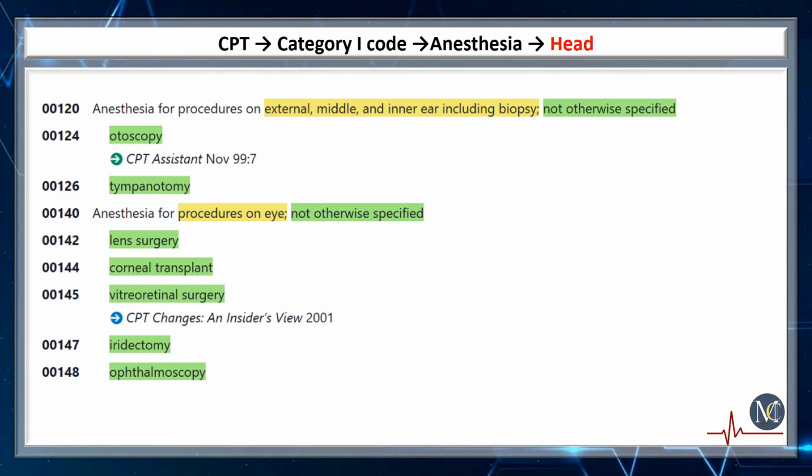Next code is 00148, ophthalmoscopy. This means that the provider administers anesthesia service to facilitate examination of the back part of the eye, which includes the retina, optic disc, choroid, and blood vessels.